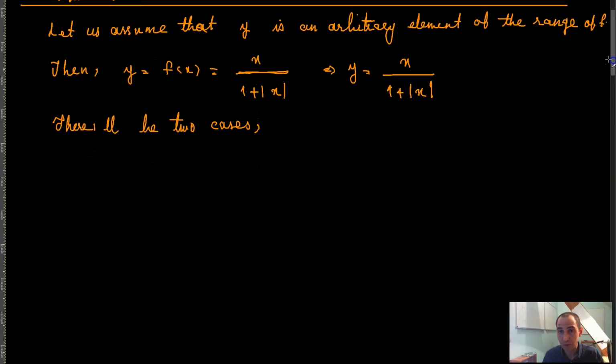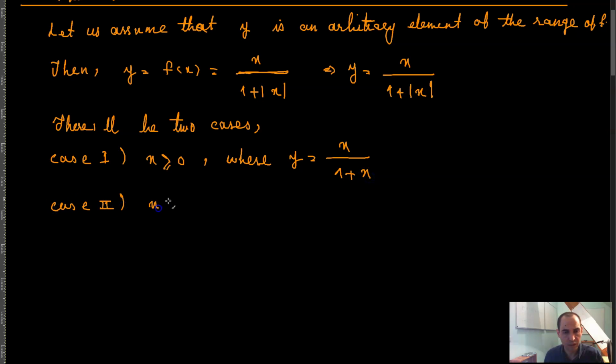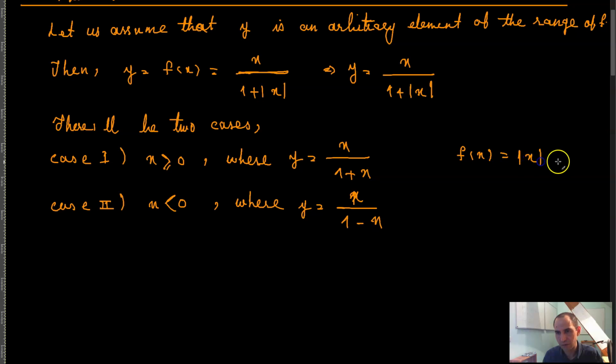and case one is that x is greater than or equal to 0, where y becomes x over 1 plus x, and case 2 is that x is less than 0, where y becomes x over 1 minus x, right? And that's based on the fact that the absolute value of x is equal to x and negative x, depending on whether x is greater than or equal to 0 or x is less than 0. So that's the absolute value function, and based on that you can write these equations.